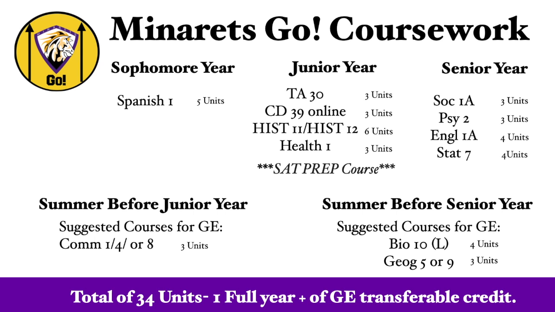And then for junior year, you can see there's Theater Appreciation and then Child Development. Those two will be within the same period. So fall semester Child Development, spring semester Theater Appreciation. For their junior history class, if they choose this option, they'll be doing 2 courses, History 11 in the fall, History 12 in the spring. And then Health 1 is another option, very popular for students that are interested in either the medical field or even the social service field.